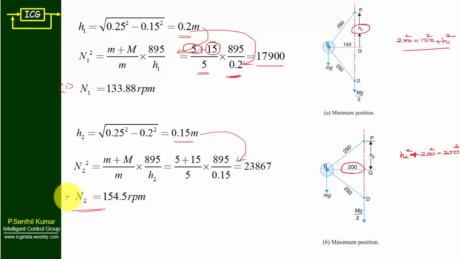This is the answer for subdivision 2. Then the third subdivision is del n, that is the range of speed. So del n equal to n2 minus n1. So n2, 154.5 rpm, minus n1, 133.8 rpm. When you subtract these two parameters, you will get 20.7 rpm. This is the range of speed for the given governor. This is how you can find the answer for subdivisions 1, 2 and 3.